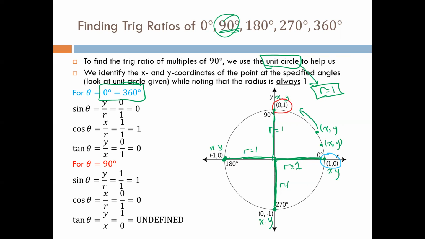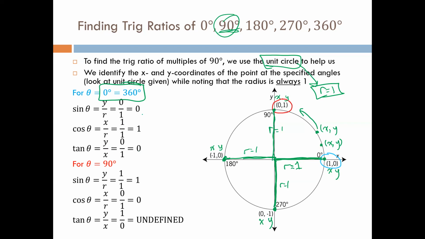So let's start with 0 degrees here. Well, I know my sine ratio is going to be y over r. And in our case, the y is 0, the radius is 1. So that means the sine of theta, when theta is equal to 0 degrees or 360 degrees, is going to be 0 over 1, which is 0. Okay, pretty easy. What about the cosine ratio? The cosine ratio is going to be x over r, and our x-coordinate is 1, and our radius is 1. So it's going to be 1 divided by 1, which is 1. Our tangent ratio is going to be y over x. In this case, it's going to be 0 divided by 1, and 0 divided by 1 is 0.